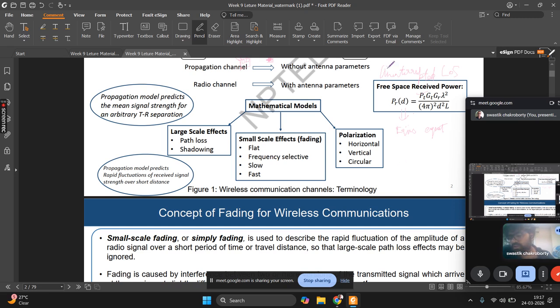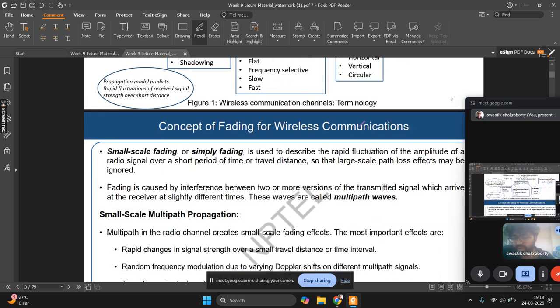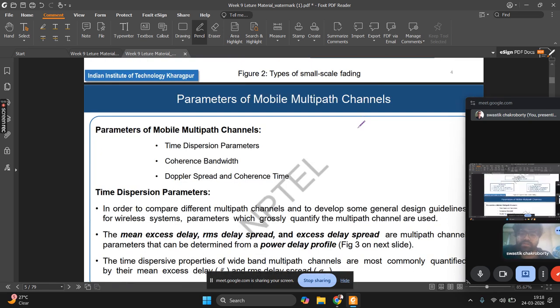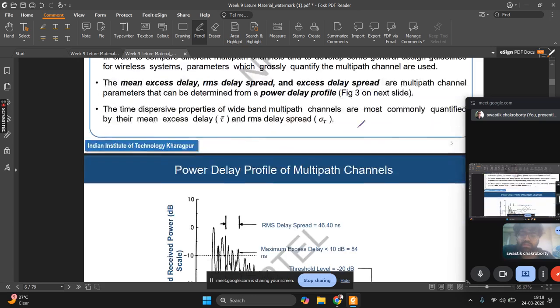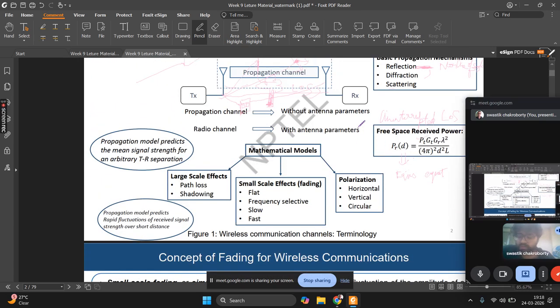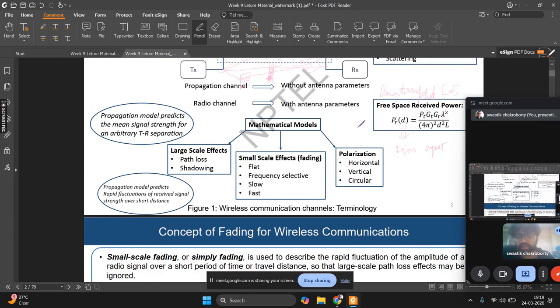And then there is polarization, like horizontal beams are polarized horizontally, vertically, or circularly. Polarization won't be covered here. Mostly large scale and small scale effects will be covered. For large scale, actually there is not much to cover. This is the path loss that we encounter. That is what you will see in large scale. But in small scale, there is flat fading, frequency selective fading, slow fading, and fast fading.